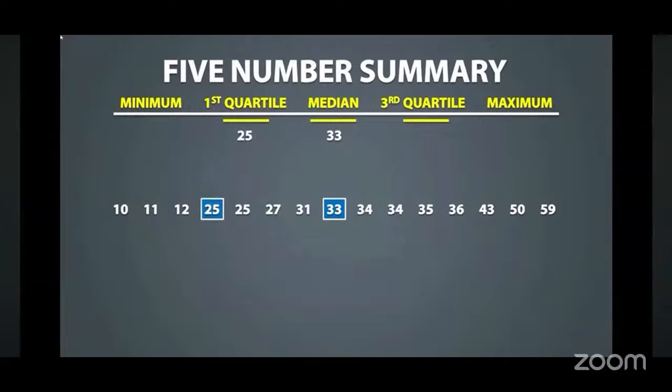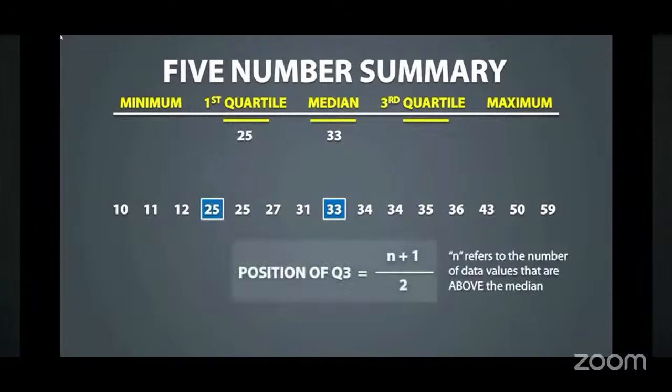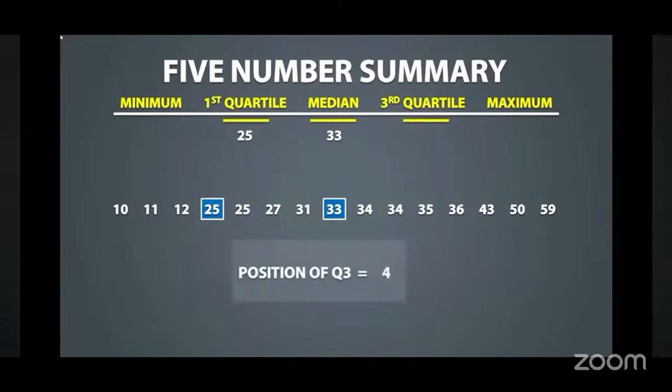To find the third quartile, we will do the same sort of thing, except n refers to the number of data values that are above the median. There will always be symmetry, so you should find that Q3 is also in position 4. So we count 4 positions above the median, and we find that Q3 is equal to 36.